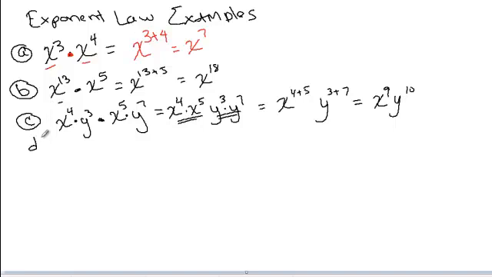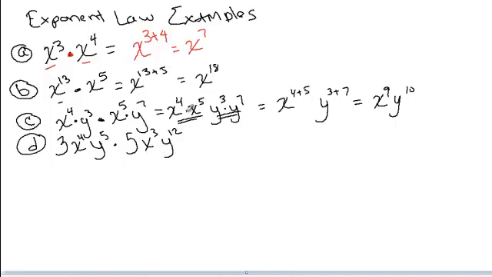You do have to be sort of careful when you are working with multiple variables and you're including a coefficient. So I'm just going to go ahead and have 3x to the 4th, y to the 5th times 5, x to the 3rd, y to the 12th.